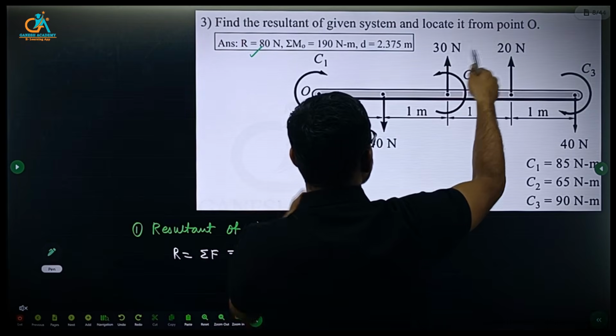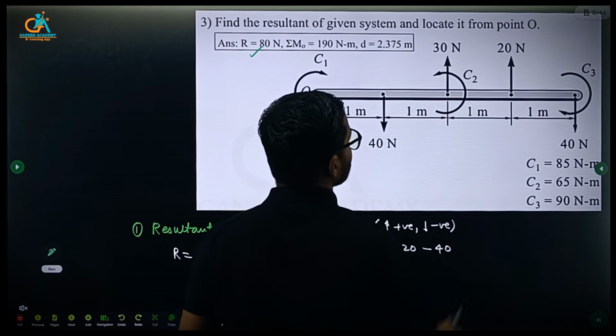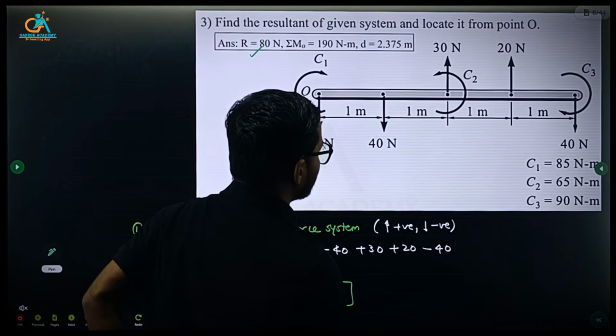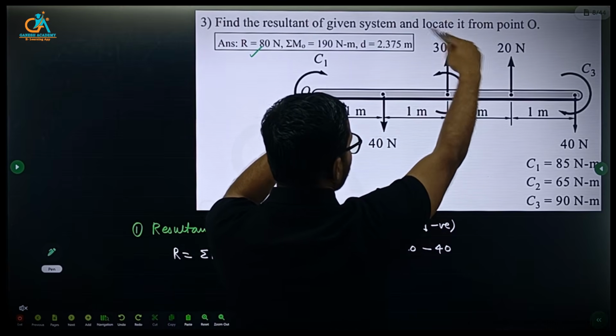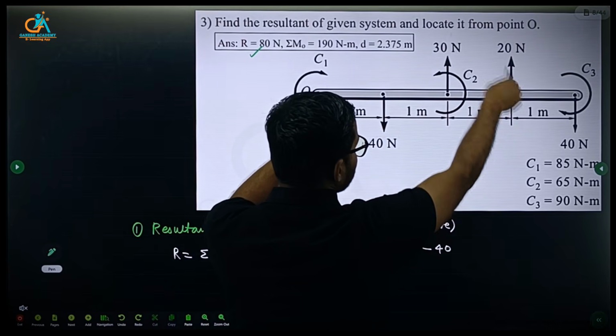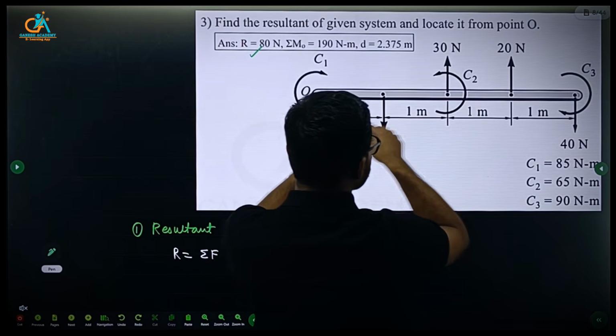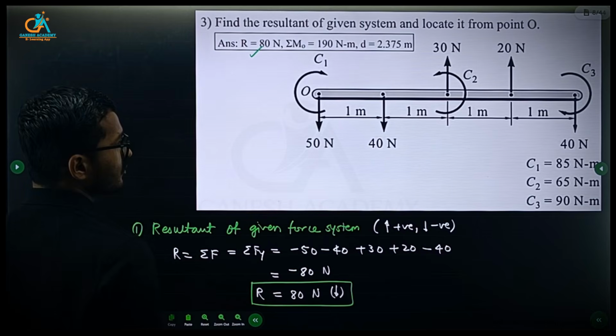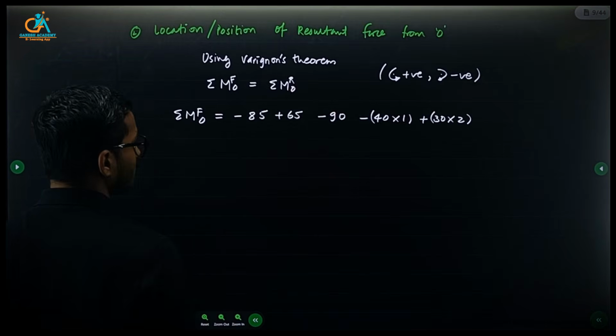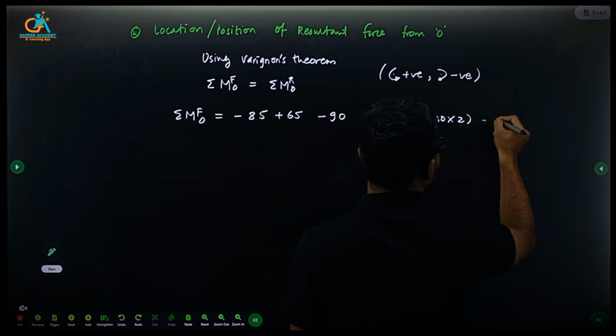And again this 20 Newton force will produce anti-clockwise moment. It is at distance 3, 1 plus 1 plus 1, 3, and anti-clockwise. So 20 into 3 anti-clockwise, and this 40 Newton is at 4 meters. It will produce clockwise moment. So 40 into 4 negative, 20 into 3 positive.